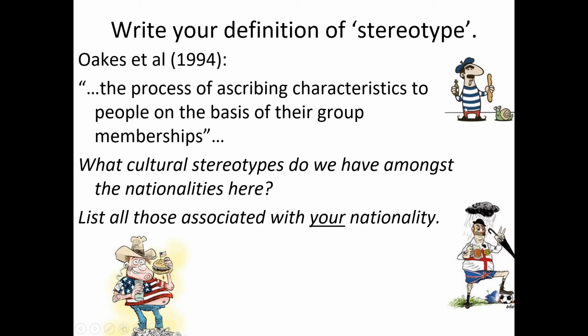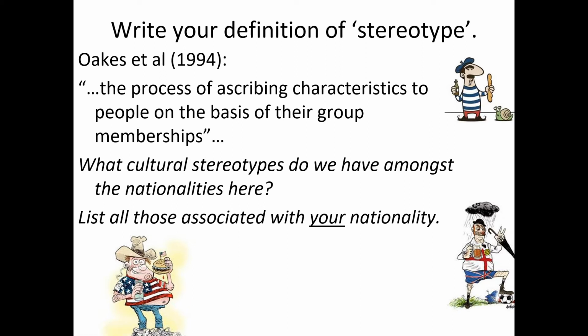If you look at this cartoon here, we've got an archetypal Frenchman. He has a beret, a little moustache, he's smoking. He's wearing a striped Breton shirt, carrying a baguette. There's a snail there he's probably going to eat for his lunch, and he's got a bottle of red wine. Now that is your classic French stereotype.